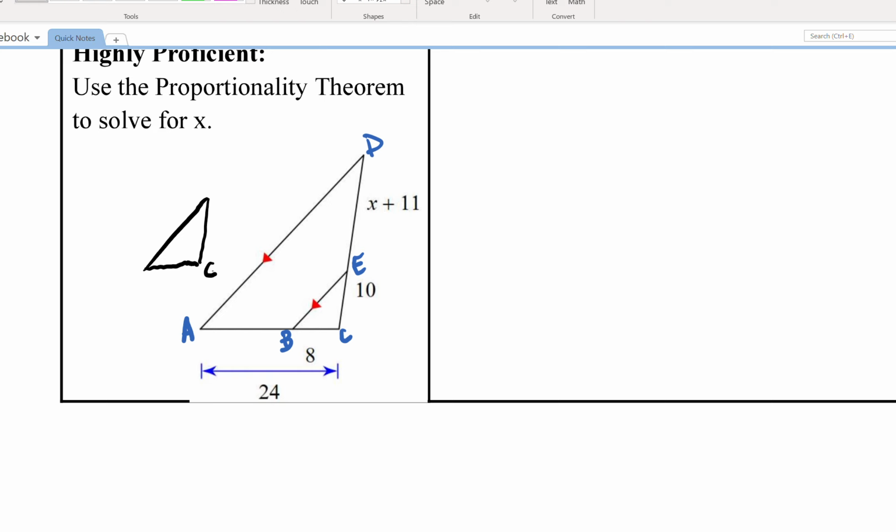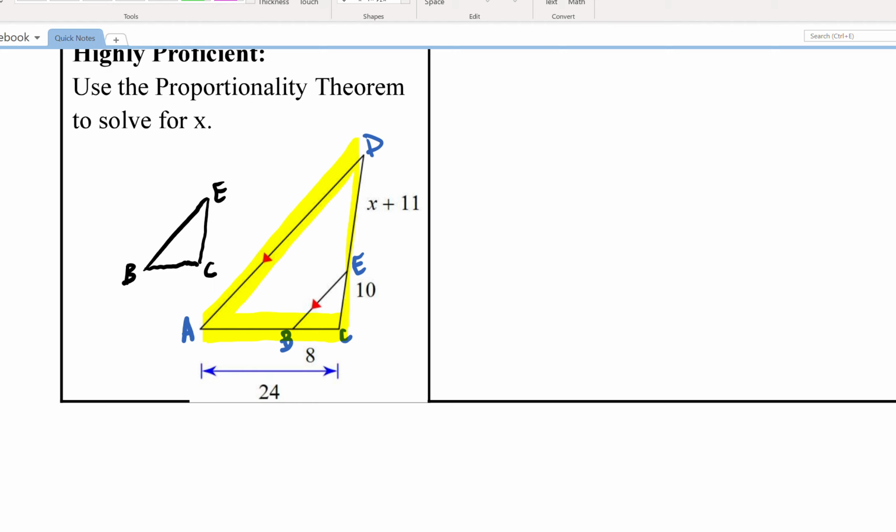that smaller triangle would be C, here B here, and E here. And the larger triangle, A, D, C, is that one. And so then you can compare, use the proportionality theorem to solve for x.